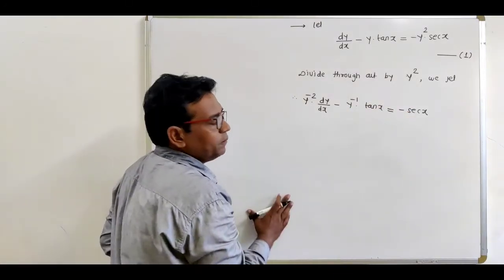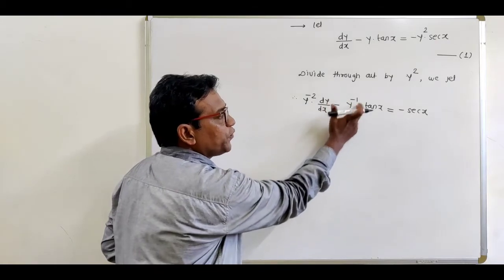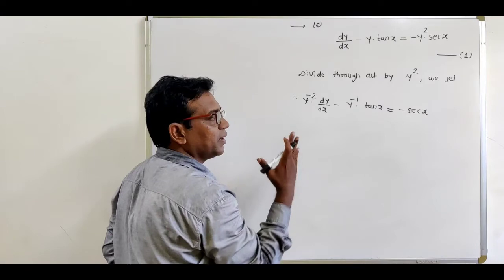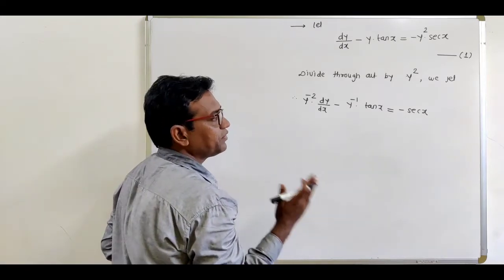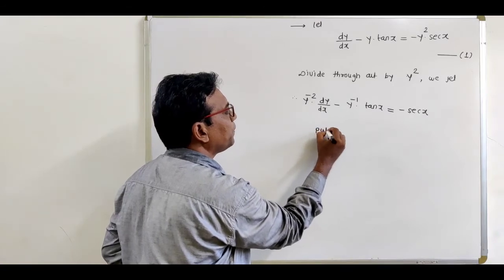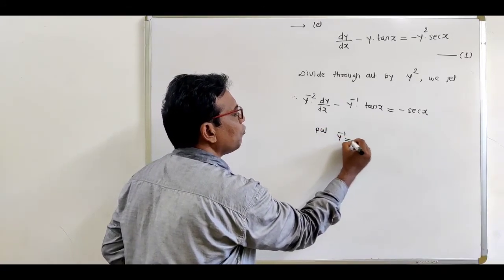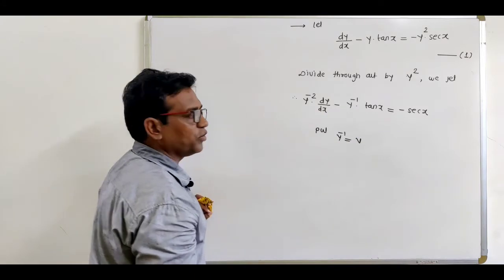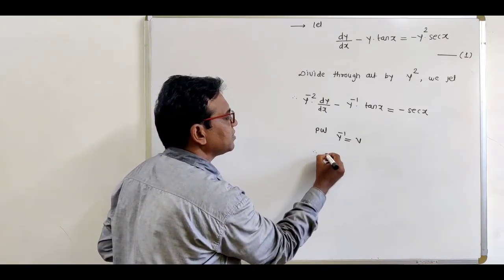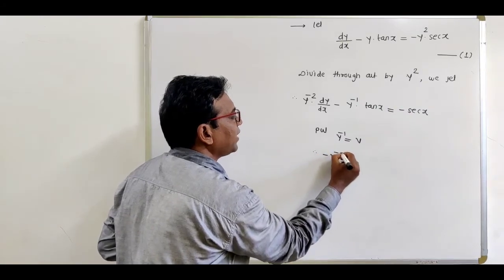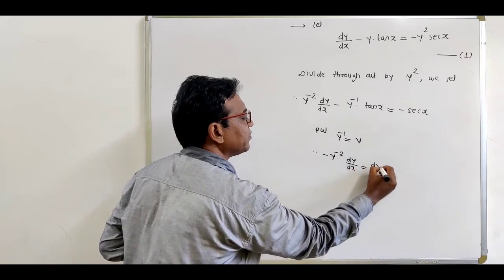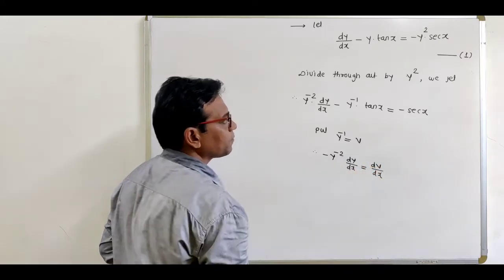Now what is the next step? Put this coefficient equal to v and convert this Bernoulli's differential equation into a linear differential equation. So put y raised to -1 equal to v. Find the differentiation with respect to x: this is minus y raised to minus 2 into dy by dx, equal to dv by dx.